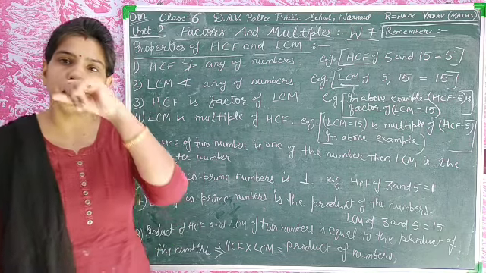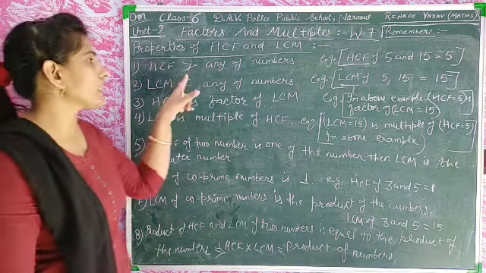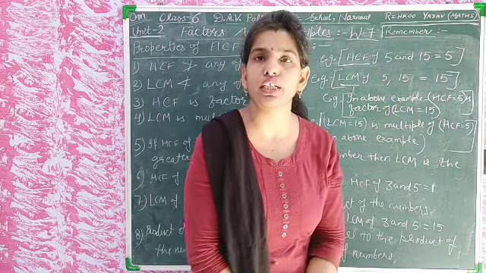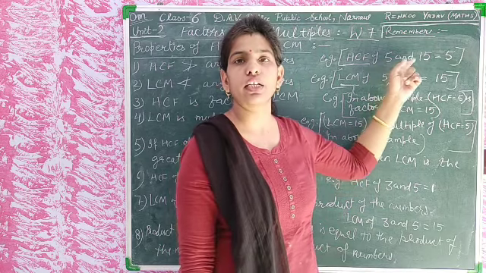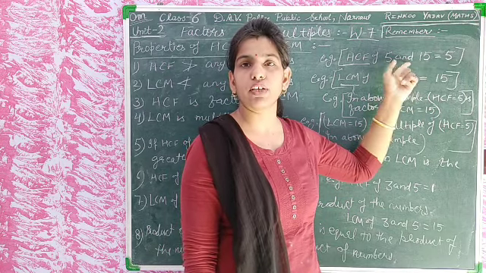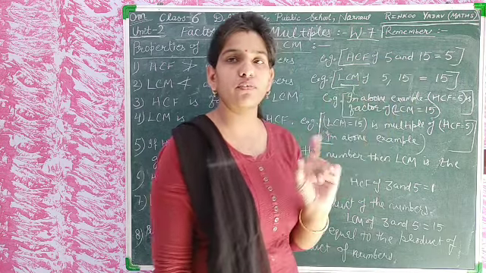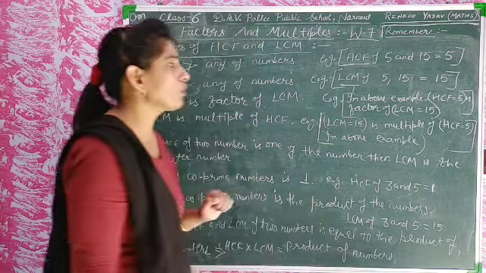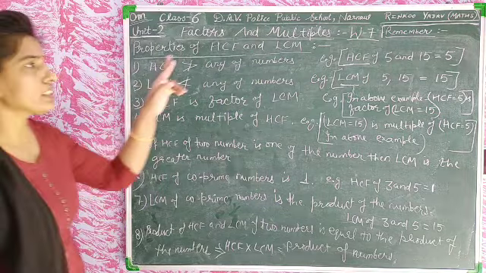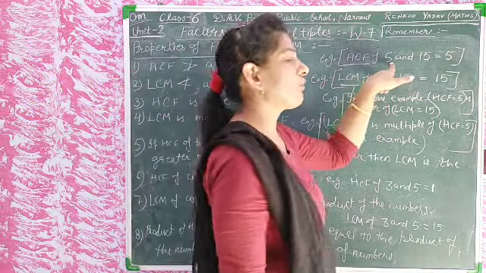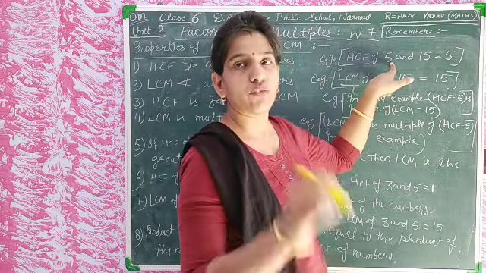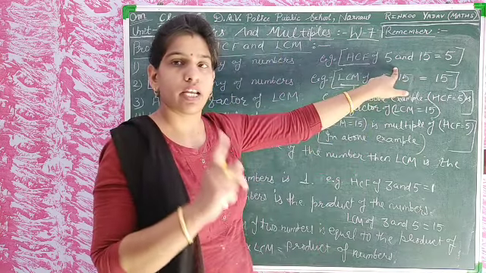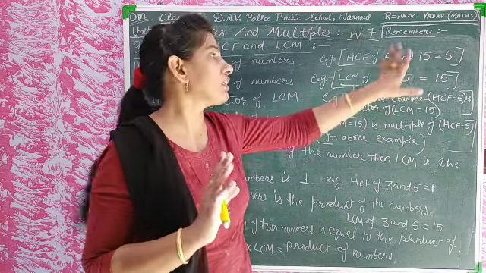Is this clear, students? Take the HCF of 5 and 15. There we will get 5. So this is the maximum number that is possible here. The HCF is either equal to the smaller number or never greater than the number.